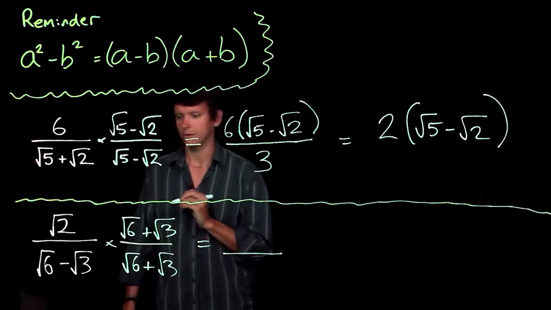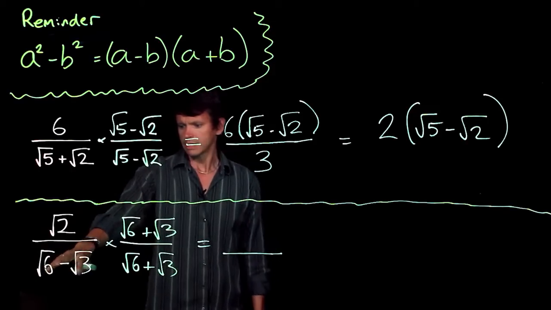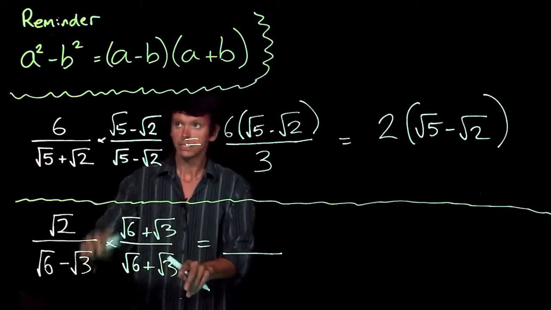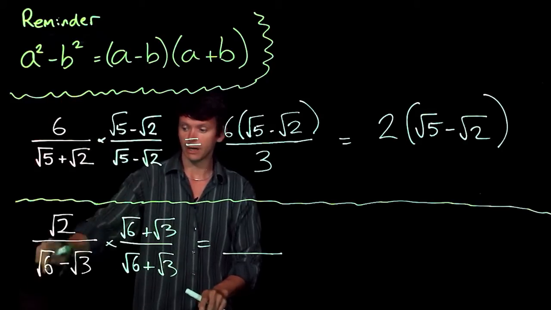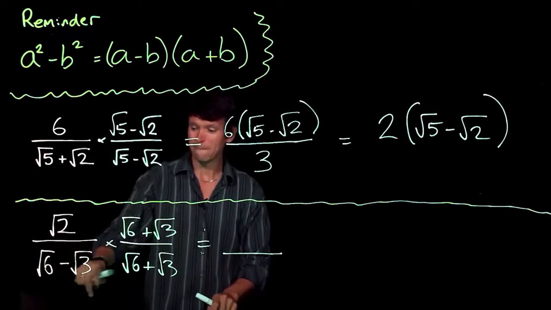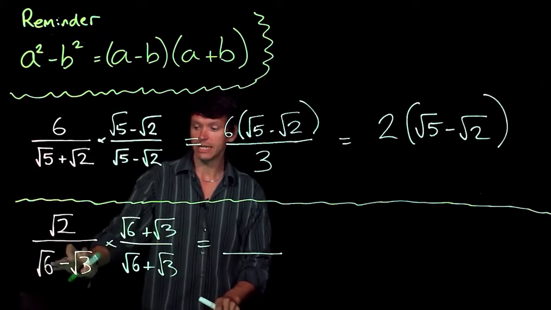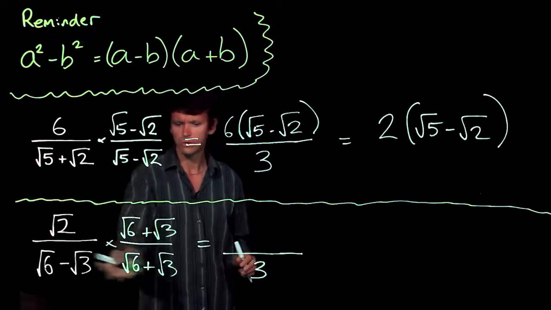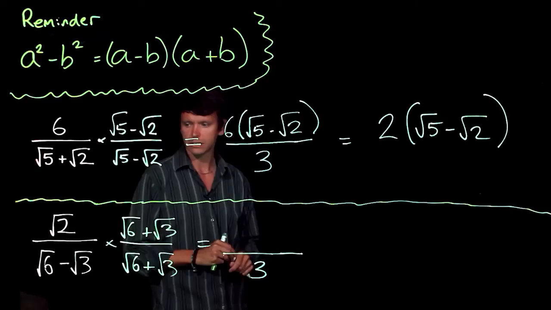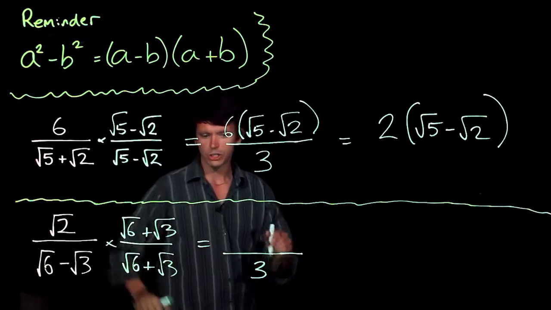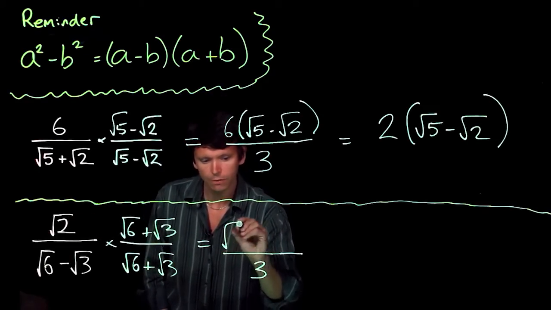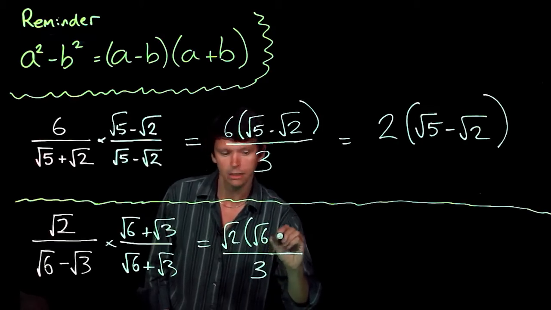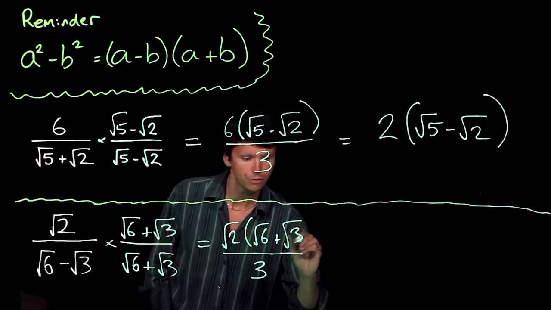How does that one pan out? Okay, root 6 minus root 3 times root 6 plus root 3. Difference of two squares means we're going to end up with root 6 squared, which is 6, minus root 3 squared, which is 3. 6 minus 3 equals 3. See how difference of two squares enables us to get there so quickly. On the top, in the numerator, we have square root of 2 times root 6 plus root 3.